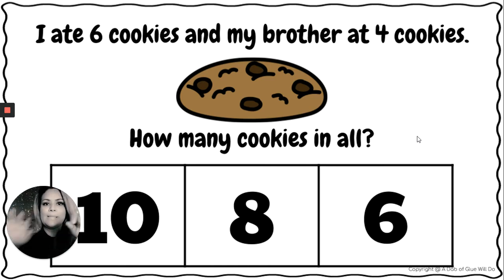I ate 6 cookies, and my brother ate 4 cookies. Let me try that again because my fingers are moving too much. I ate 6 cookies, and my brother ate 4 cookies. So how many cookies were there in all? That's right, 10. Say the number sentence starting with 6. Get ready. 6 plus 4 equals 10.